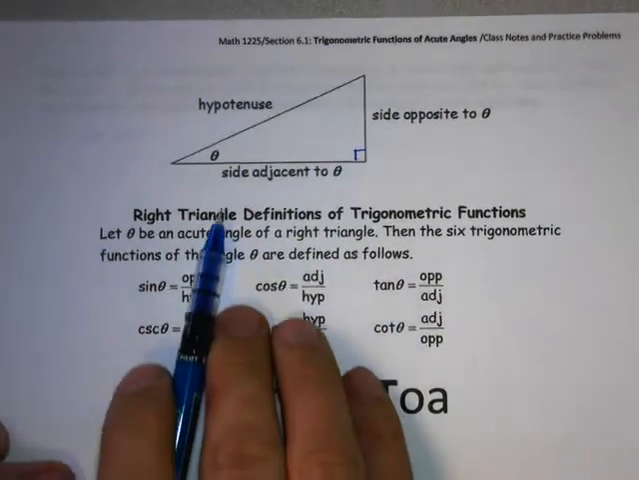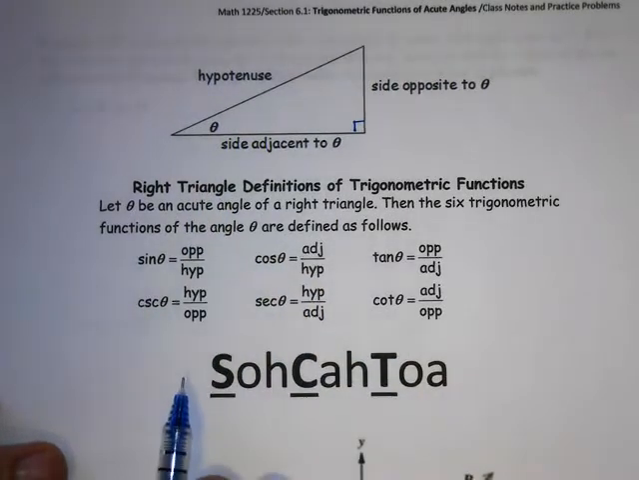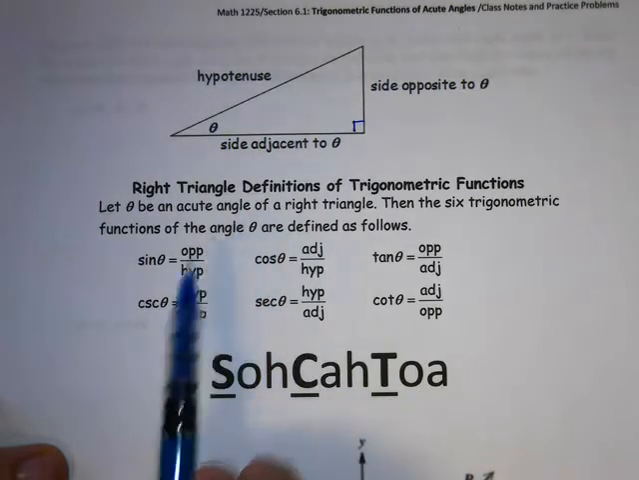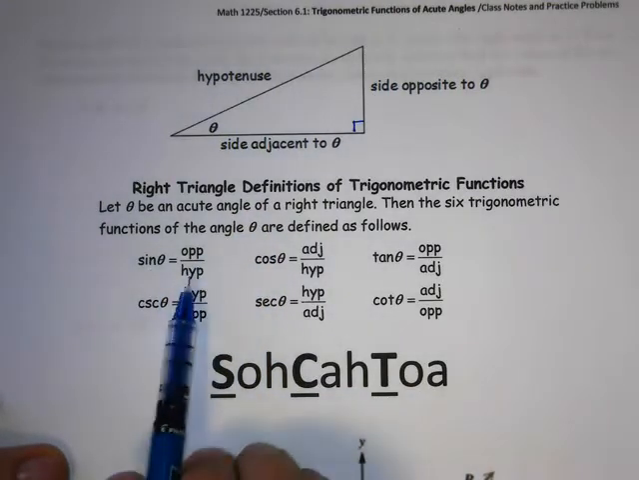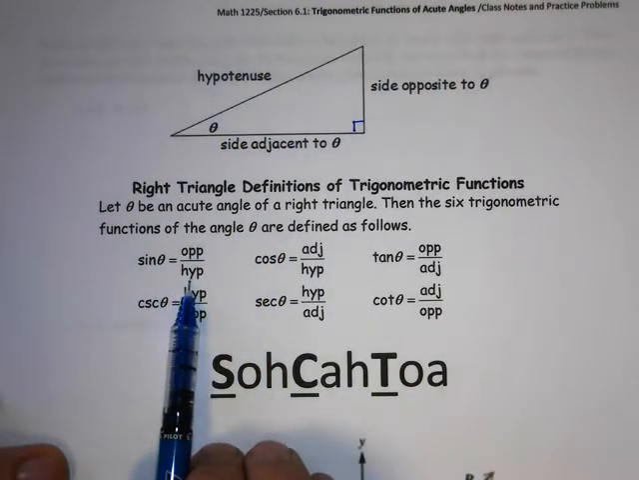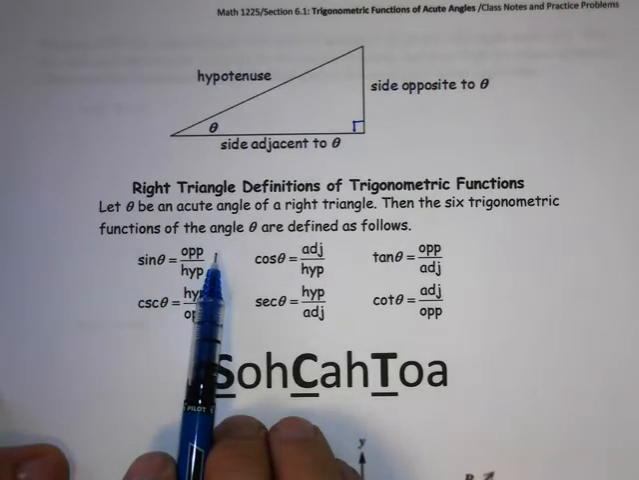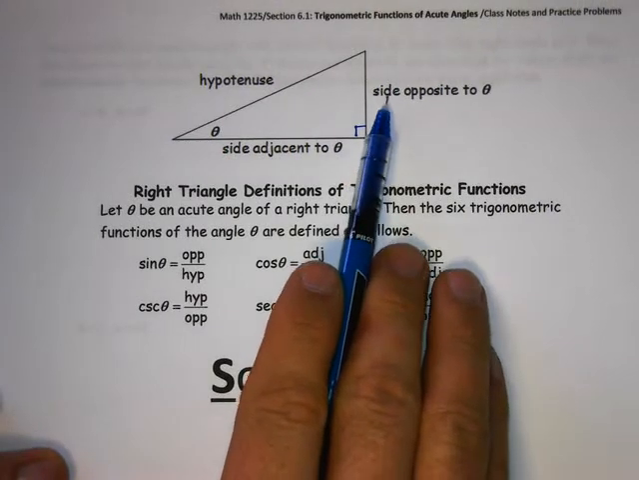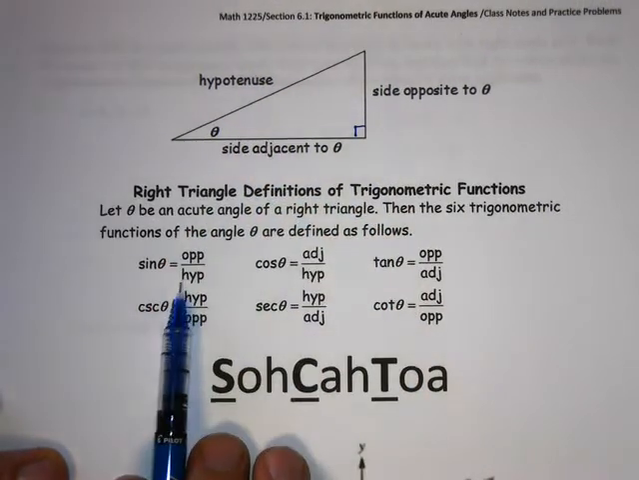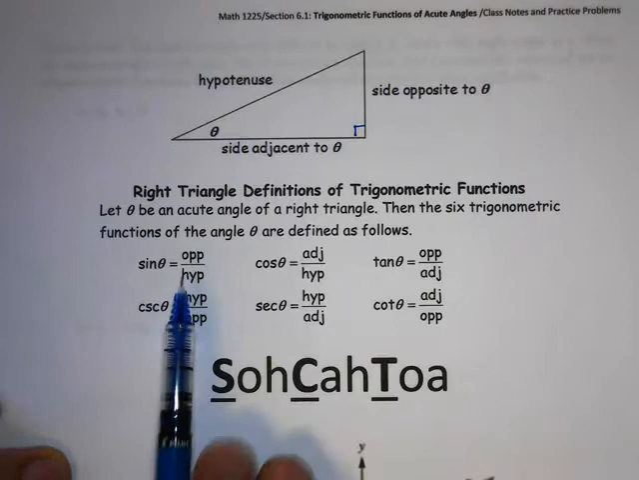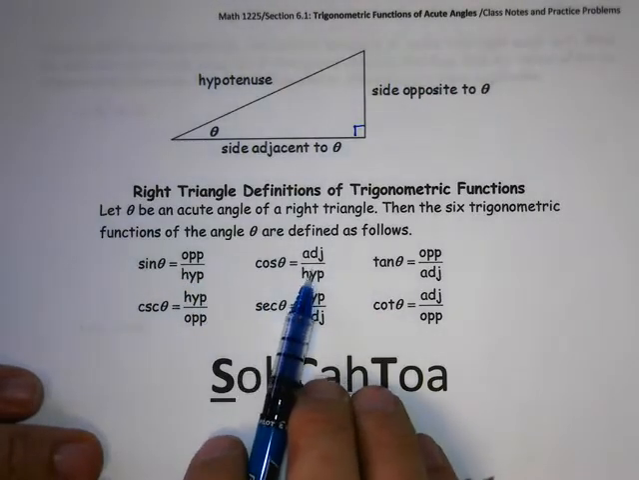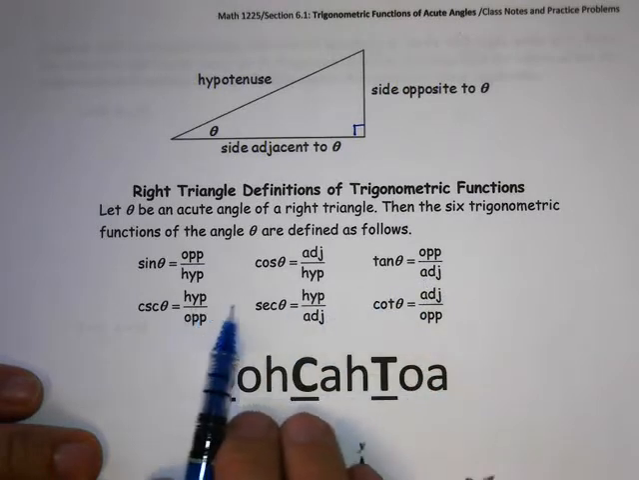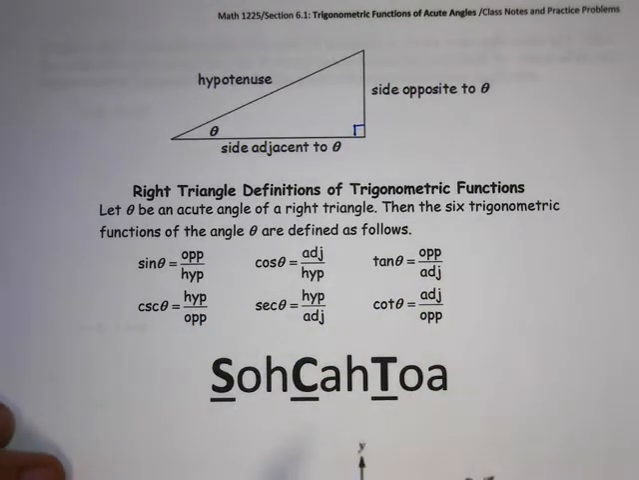So our definitions now, even though we've been using them for a few sections, if you think about it, right triangle definitions for trig functions: sine theta is going to be opposite over hypotenuse. We've been using y over r. Well, this would be our y value as we go up, y over r. Well, it's going to be opposite over hypotenuse. Cosine is adjacent over hypotenuse. Tangent is opposite over adjacent.